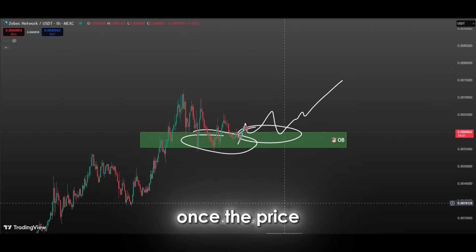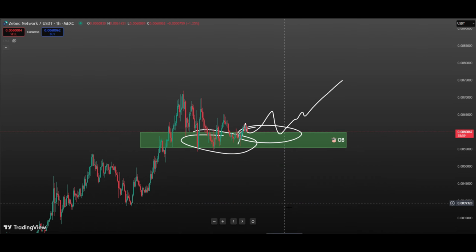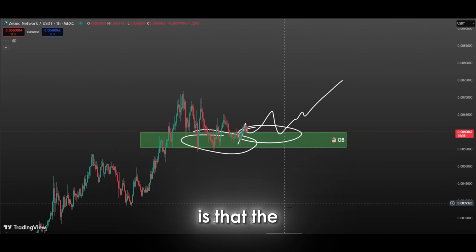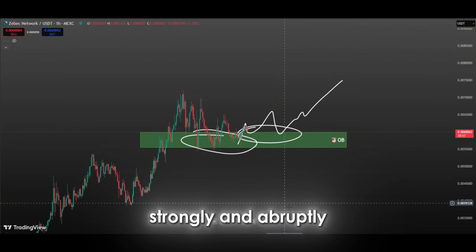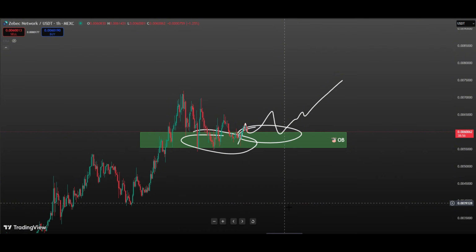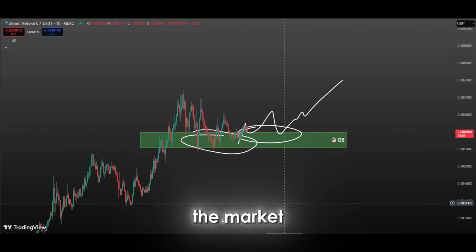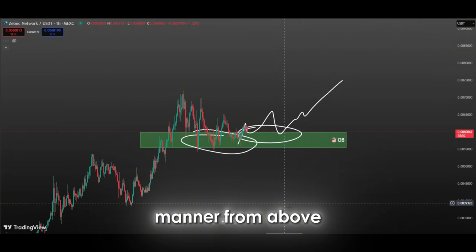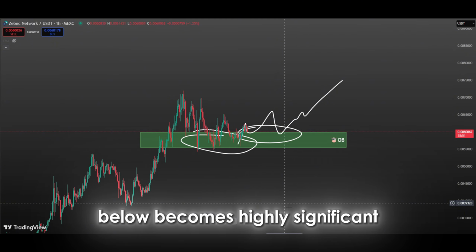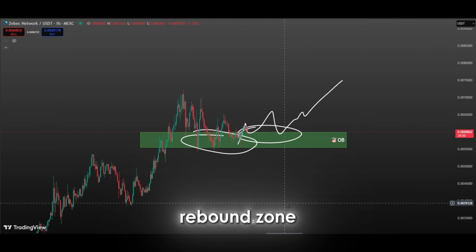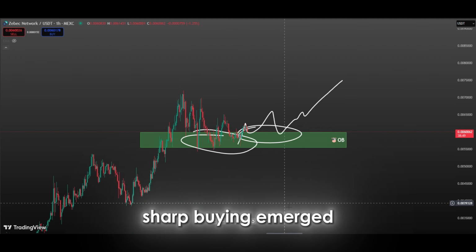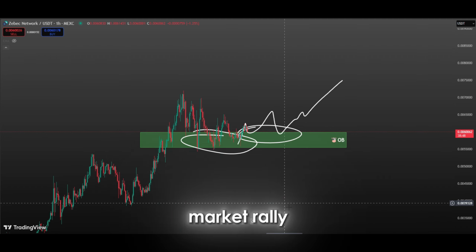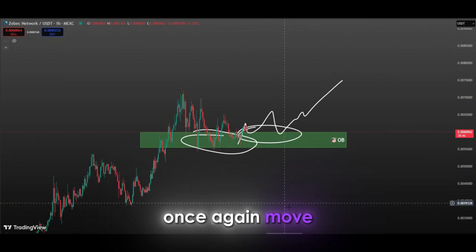This indicates that once the price reaches this level, it may initiate a much healthier and more reliable rally. Another key feature of bullish order blocks is that the price often reacts strongly and abruptly upon reaching these areas. This reflects the prevailing buyer pressure in the market. In the current situation, as the price is pulling back in a controlled manner from above, this strong bullish region below becomes highly significant as a potential rebound zone. In the past, sharp buying emerged from this area, leading to a market rally.